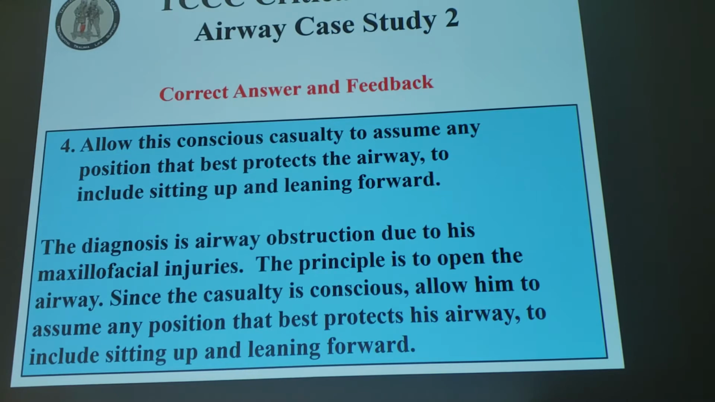and leaning forward. Steve, as a practical matter, would you transport that guy just letting him lean forward, or would you crank him forward? No, absolutely.